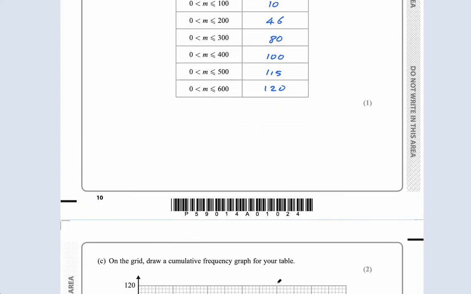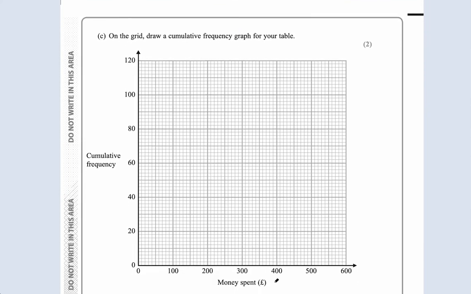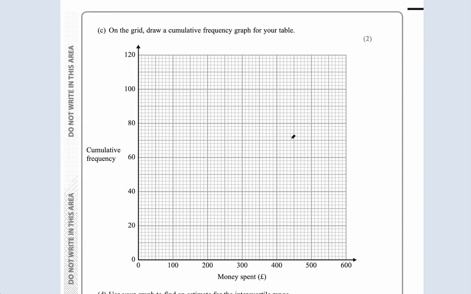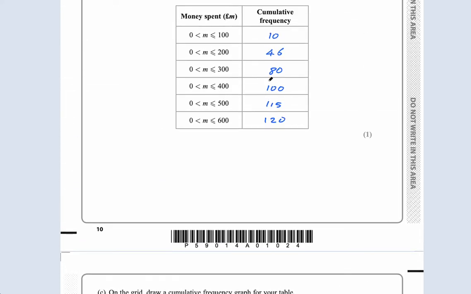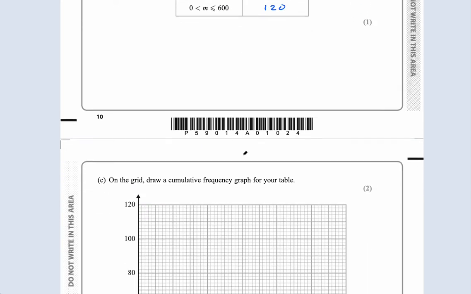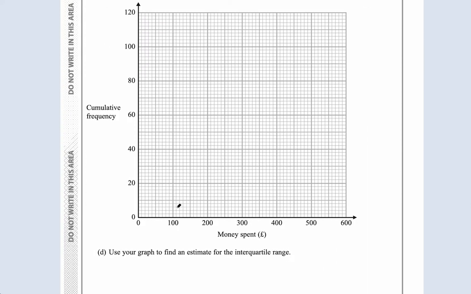Now on the grid, draw a cumulative frequency graph for your table. I'll just go up to the table. The points I'm going to draw are the end points of the classes. So this is 100, 10; 200, 46; 300, 80; 400, 100; 500, 115; and 600, 120. Those are the points. So my first point is 100, 10, like that.